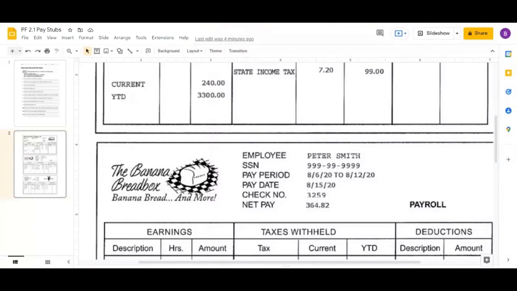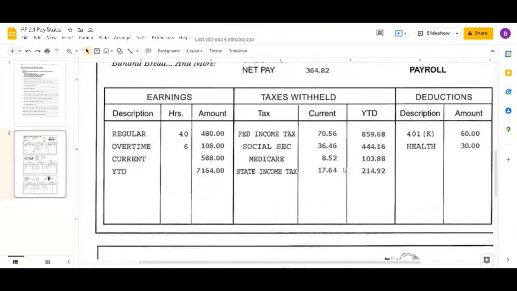Anyway, number 6, how much federal income tax has been taken out of period checks so far during the year? So we've got federal income tax, and then we've got these two numbers. The first one, 7056, that's current, so that's on this paycheck. The question asks for the year so far. Remember, YTD, year to date, means so far during the year. So in this case, his year to date federal income taxes that have been taken out is $859.68.